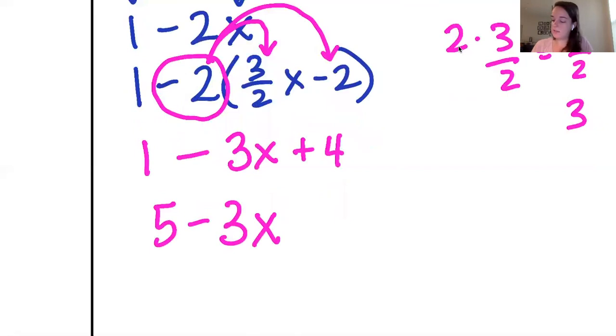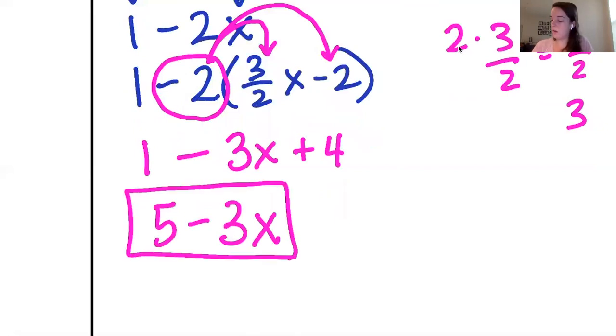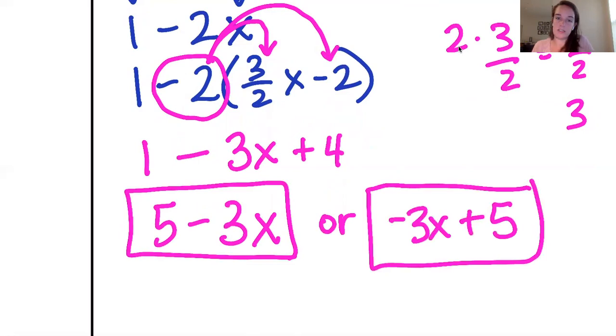You could write it like this. That's an appropriate way to write it. Or you could write negative 3x plus 5. It's really your mathematician preference, whichever you like to do first. This is technically standard form because we want the x variable term to go first. Right?